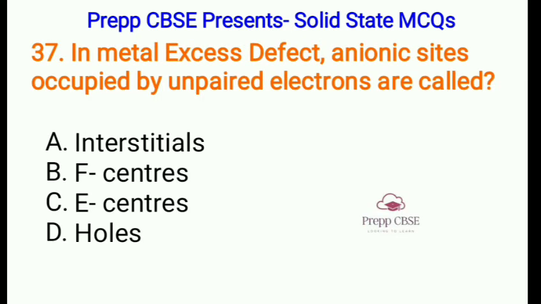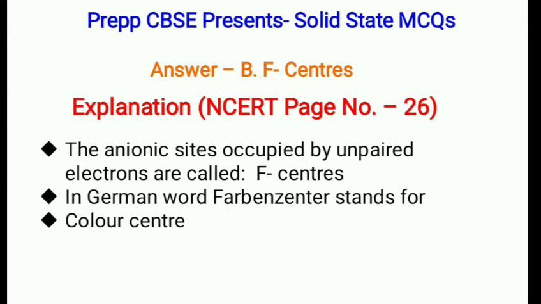Next. In metal excess defect, anionic sites occupied by unpaired electrons are called A. Interstitials, B. F centers, C. E centers, or D. Holes. Correct option is B. F centers. The anionic sites occupied by unpaired electrons are called F centers. In German, the word Farbenzentre stands for colored center.